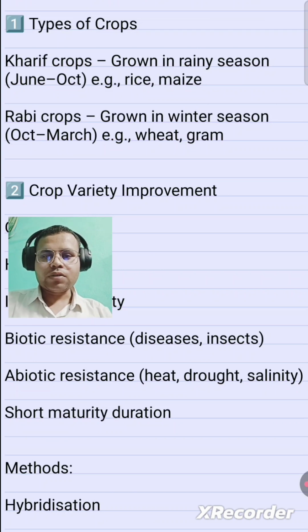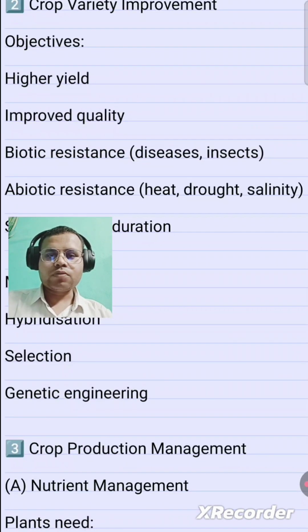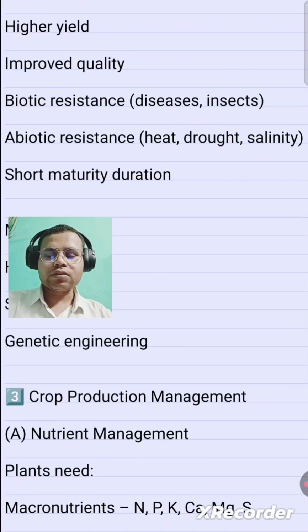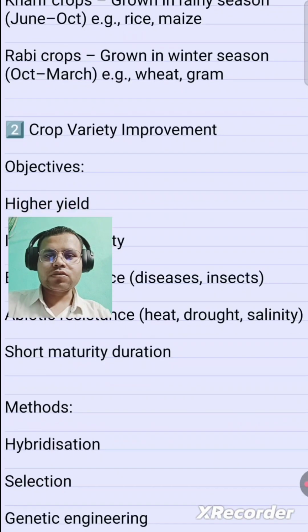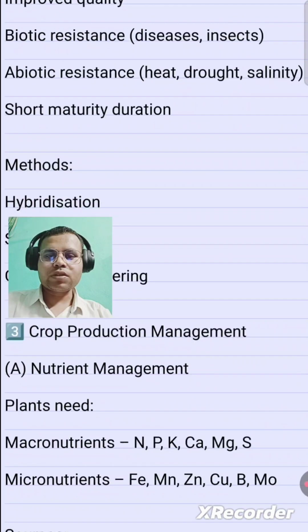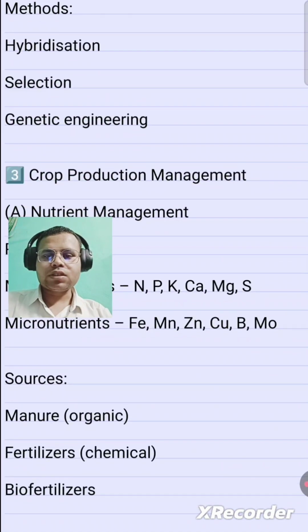If you're talking about crop variety improvement, the objectives are higher yields, improved quality, and biotic resistance, which includes disease and insects, and abiotic resistance, which includes heat, drought, and salinity. Short maturity duration is also included in crop variety improvement. After that, the methods are hybridization, selection, and genetic engineering.